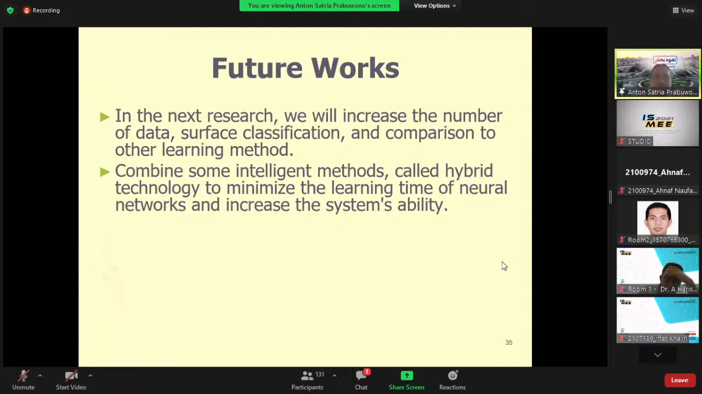So in the future, of course, we will increase the number of data for the experiment in this work, and also the surface classification. Maybe we divide it into 5 parts for the classification, and then we develop more sophisticated or advanced learning methods. So we can combine some intelligent methods with hybrid methods, not only the neural network, especially for the learning process, because this process is very important in artificial intelligence.